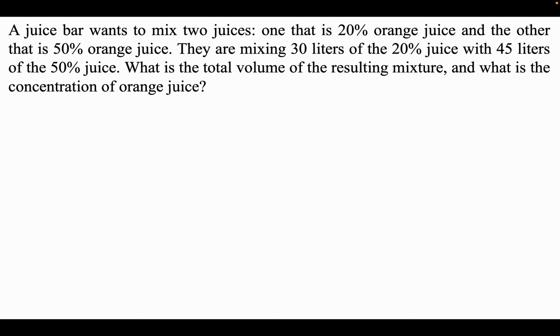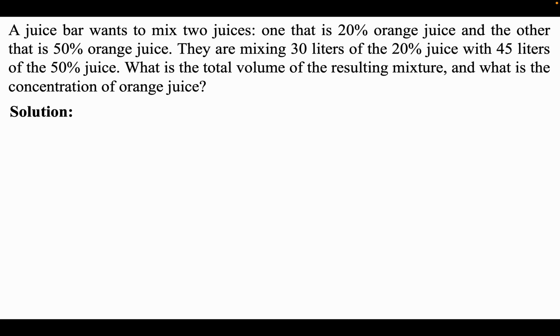Here's a final example. A juice bar wants to mix two juices, one that is 20% orange juice and the other that is 50% orange juice. They are mixing 30 liters of the 20% juice with 45 liters of the 50% juice. What is the total volume of the resulting mixture? And what is the final concentration of the orange juice?